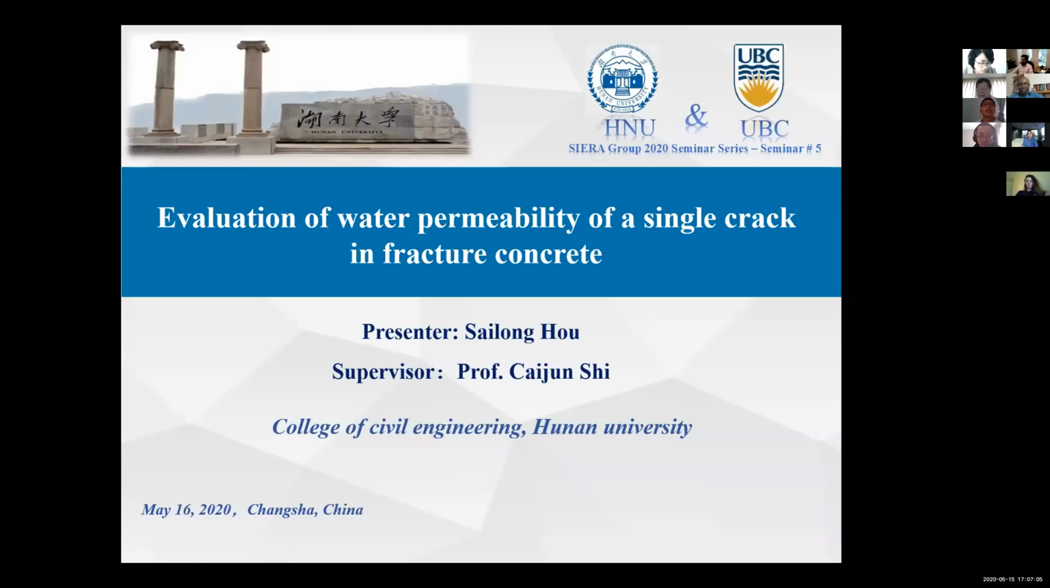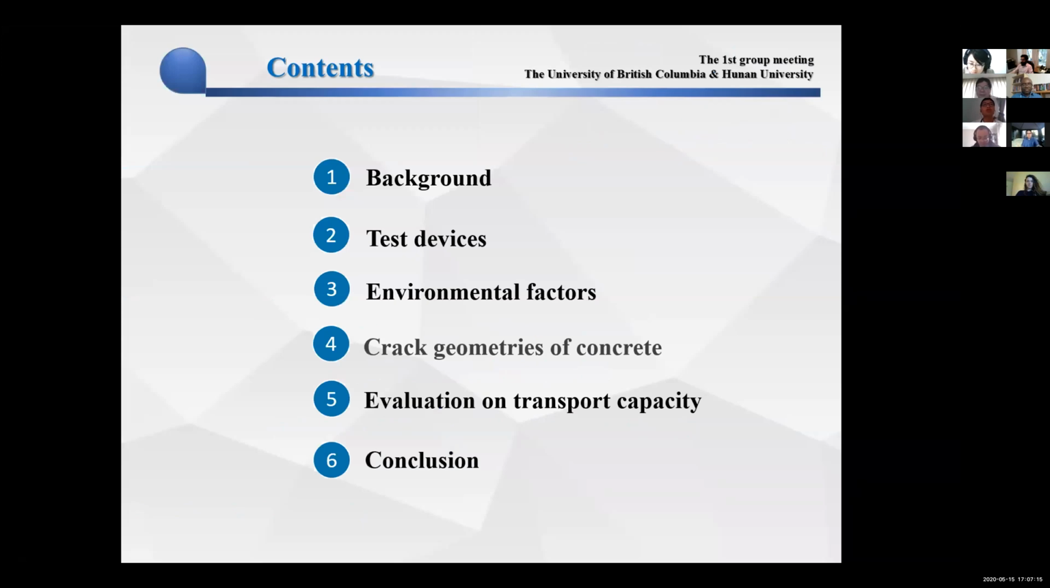About evaluation of water permeability of a single crack in fracture concrete. My topic is divided into 6 parts. The first part is background.